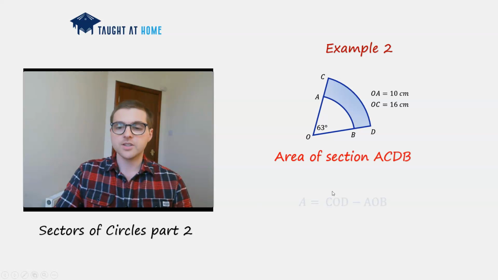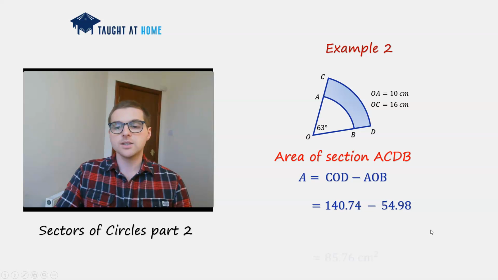So we have two sector areas now, and what we can do to find out the blue shaded part is subtract the smaller one from the larger one. So this is going to be 140.74 minus 54.98, and that comes to 85.76 square centimeters. Okay, so have fun with those kinds of questions.